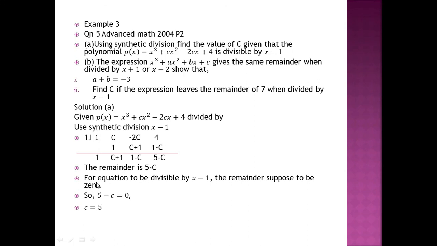For the equation to be divided by x minus 1, the remainder is supposed to be 0. So this one is supposed to be 0 so that this one can be a factor of this function. So 5 minus c is going to be equal to 0. Then c is 5.